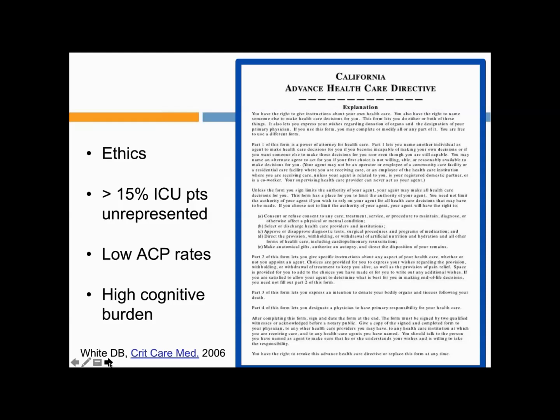So here's an example of a form that was being used at our county hospital. It was written in 8-point font. You can see there isn't very much white space and it had a lot of legal language. I was on the ethics committee, and we learned that over 15% of our ICU patients were unrepresented, and patients at our county hospital have very low rates of advanced care planning. And you can see this form creates very high cognitive burden.